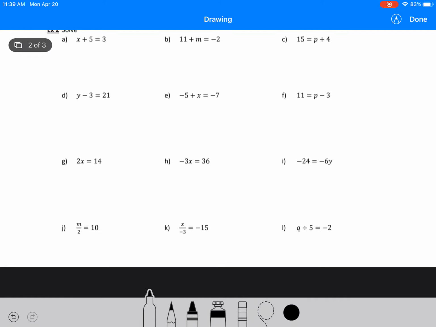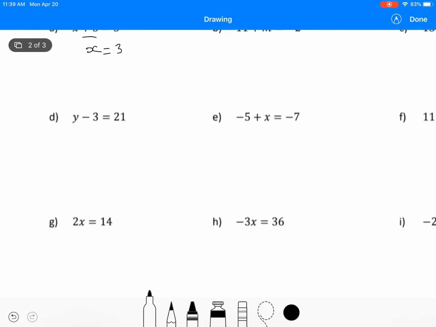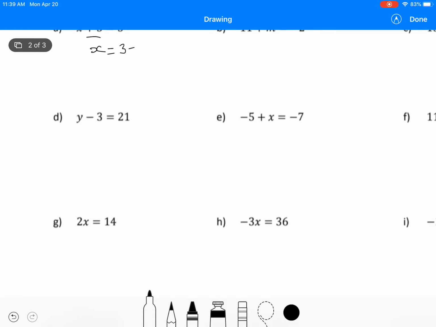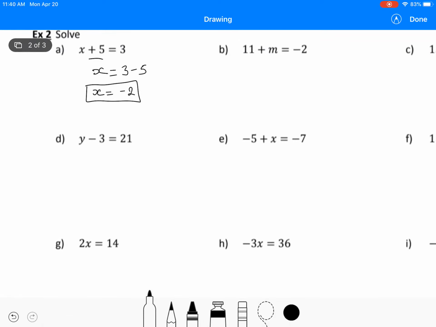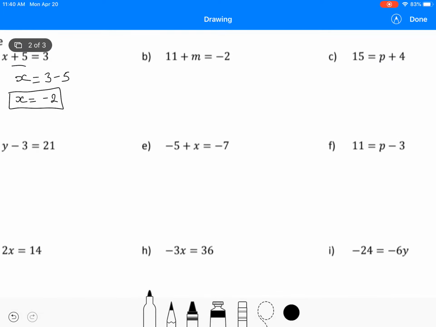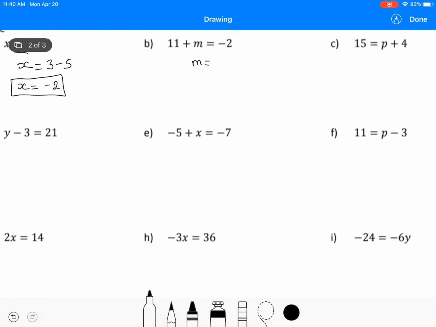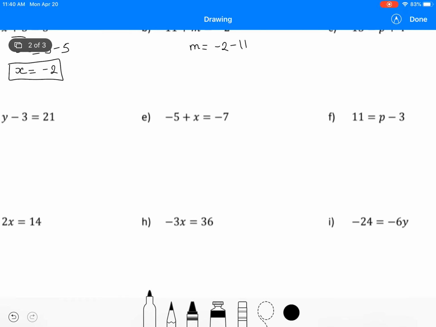The first one is x plus 5 is equal to 3. So we'll move the plus 5 to the other side. It will become x is equal to 3. It was positive 5, so now it's going to become a negative 5. So x is going to equal negative 2. Okay, that makes sense because negative 2 plus 5 equals 3, so we know we did it right. The next one, we have 11 plus m equals negative 2. Now, when we move the 11 to the other side, it will become a negative. So we'll have negative 2 minus 11, or m equals negative 13.